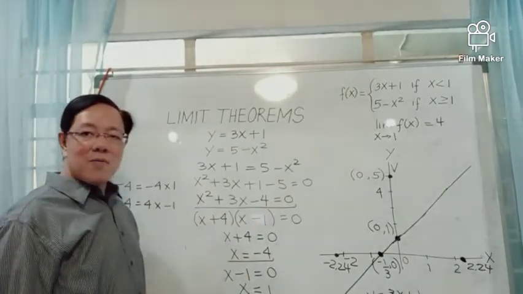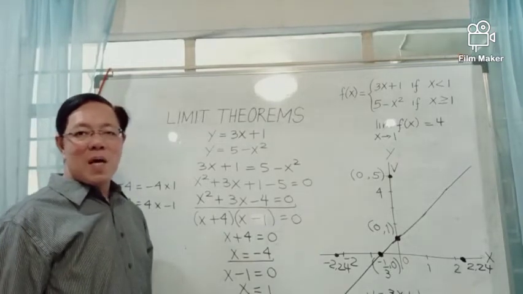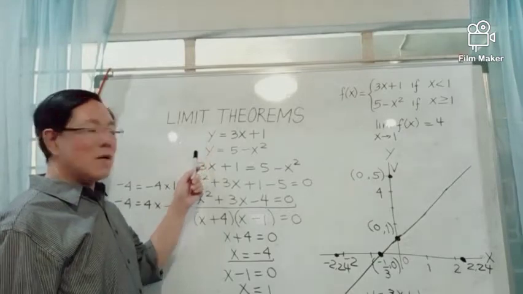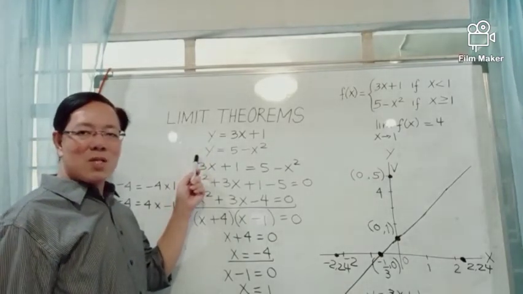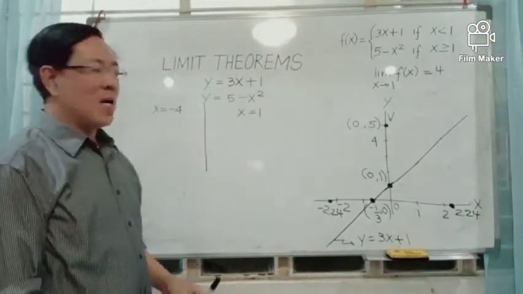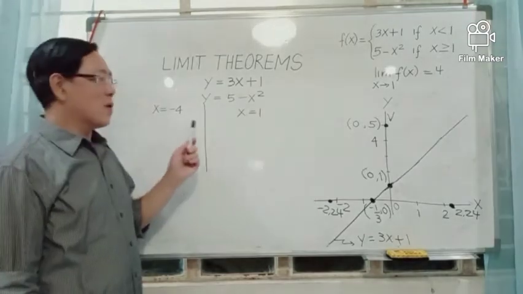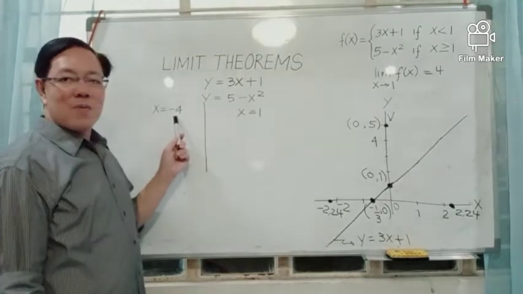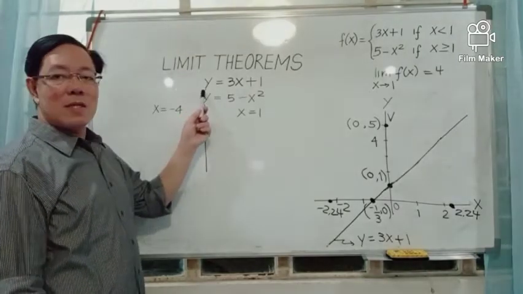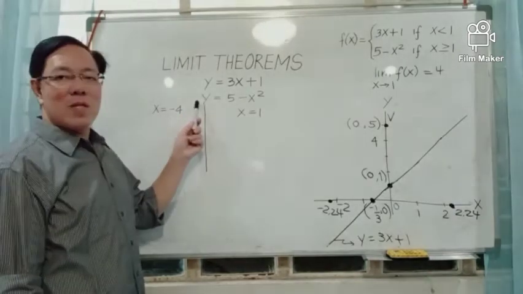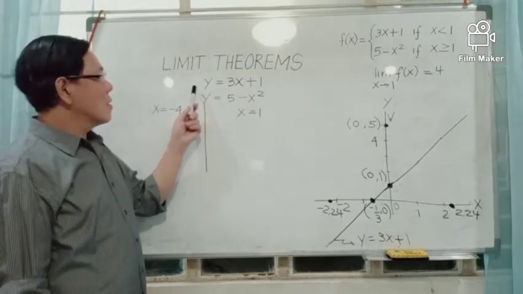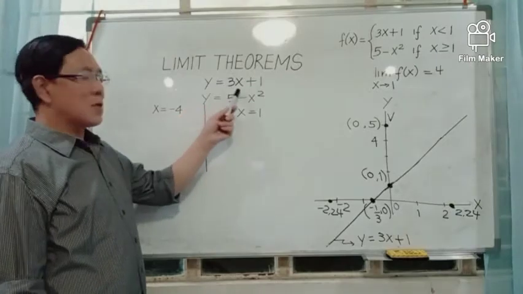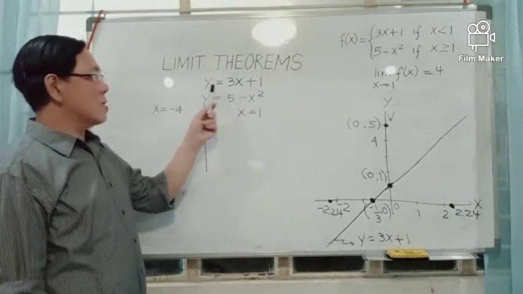And for each value of x, we will now solve for the value of y using the linear equation, or using this quadratic equation. We now find the value of y when x equals negative 4 and when x equals 1. You substitute the value of x using this linear equation or using this quadratic equation. It is easier to use this linear equation. Substitute the value of x and solve for y.